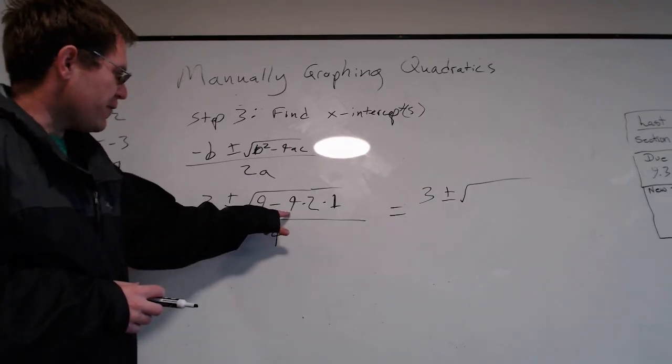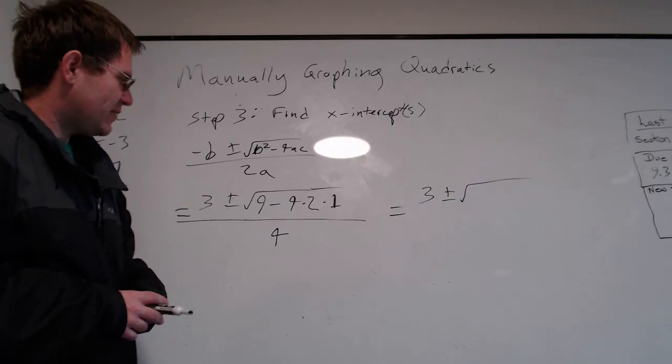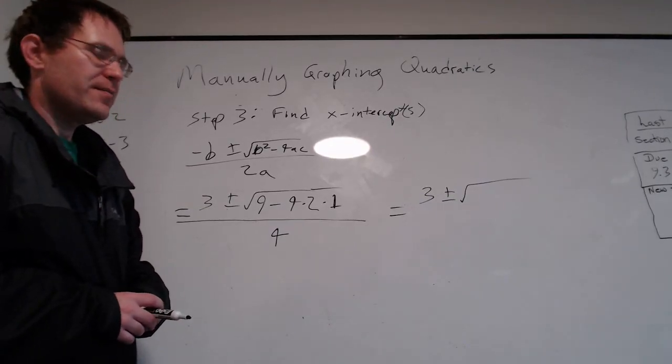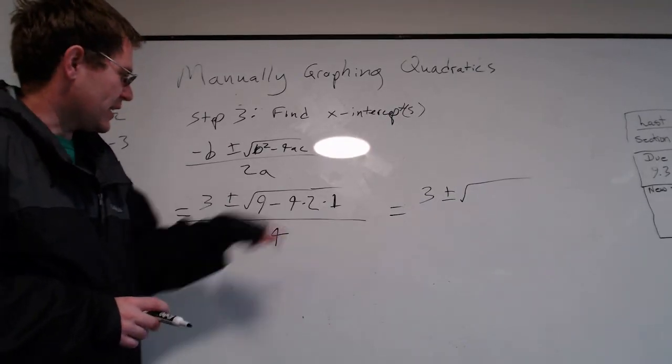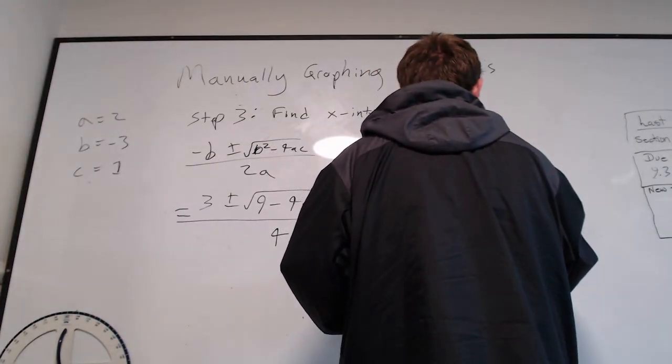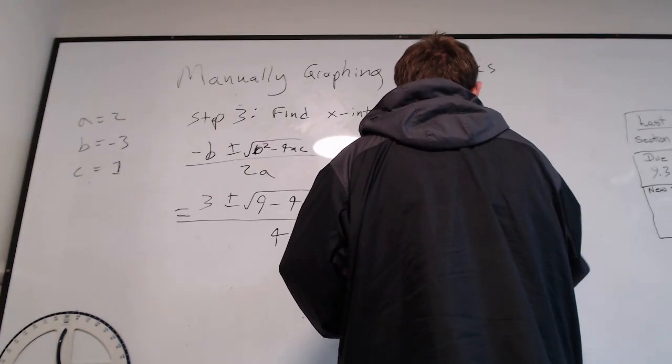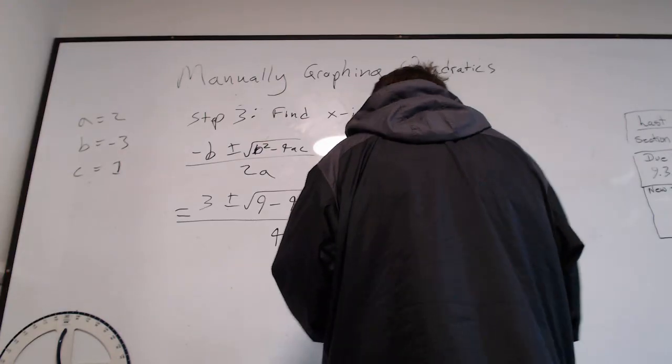Okay, so here we have 4 times 2 times 1. What's that? 8. Yes, and it's negative, right? Yep. Okay, so we have 9 minus 8, which is also known as what? 1.